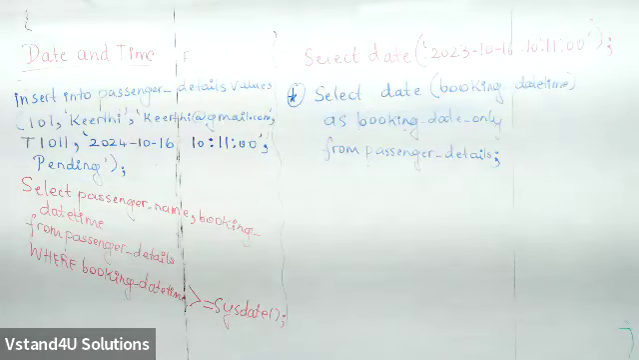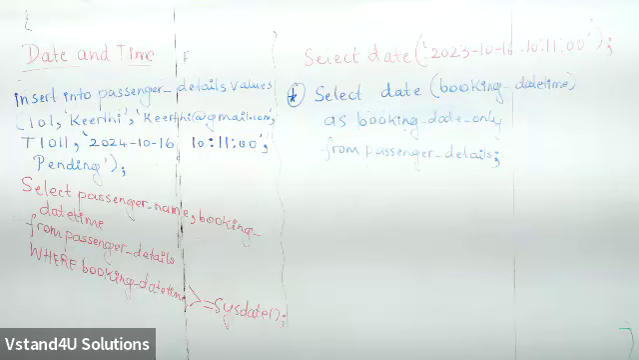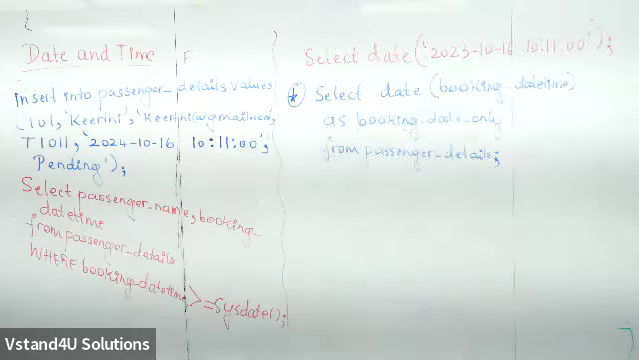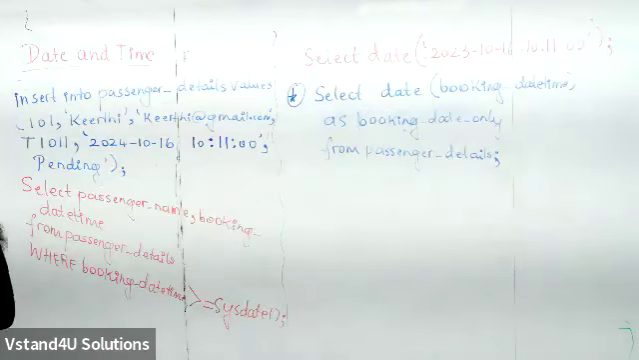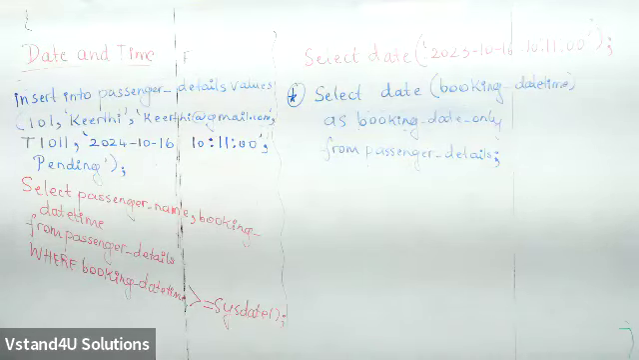At first take down the query. Write a query. Sorry, how can you retrieve the passengers who made their bookings on October 26, 2024, and display their names and booking dates. Clear?